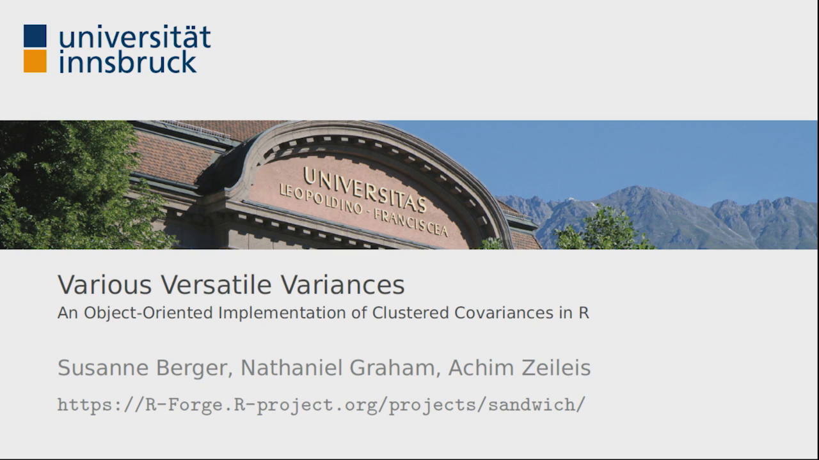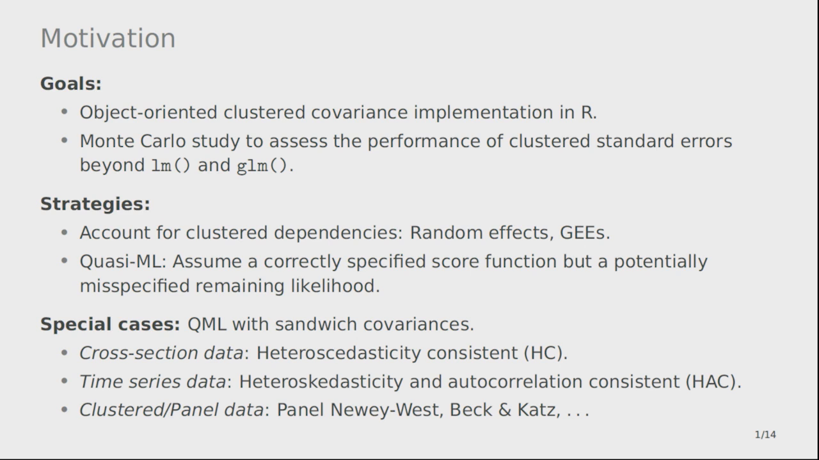Okay, let's start. Welcome to the presentation. I present joint work with Achim Zeileis and Nathaniel Graham with the title "Various Versatile Variances: An Object-Oriented Implementation of Clustered Covariances in R". This talk is mainly composed of two parts.